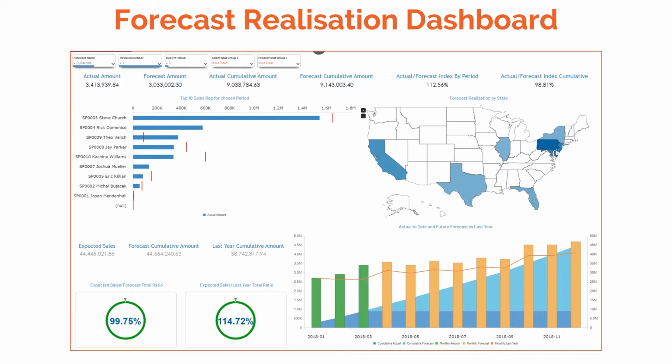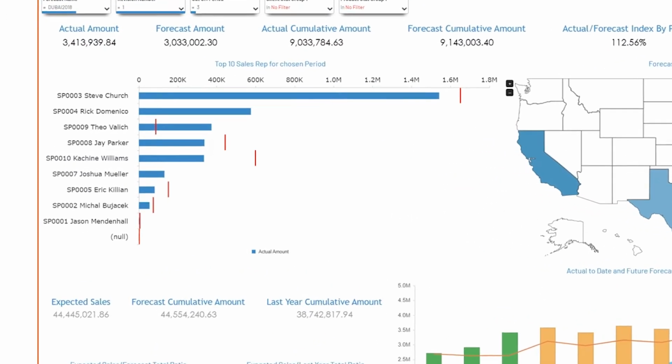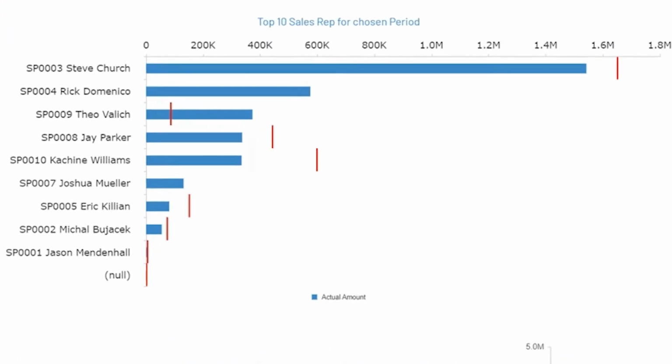So this is the first number that hits us when we look at the top right-hand portion of the screen. On the left side, we see the top sales performers. Steve Church is falling only slightly short of his forecast. Considering his capability to predict his numbers, where the actual is almost equal to his forecast, I would consider him a very capable and dependable salesperson.